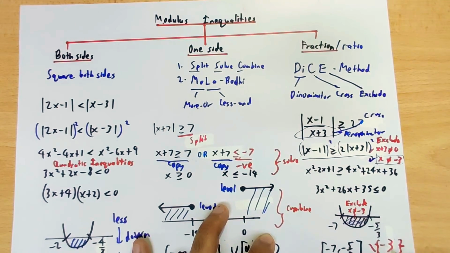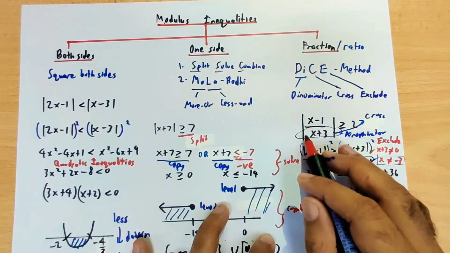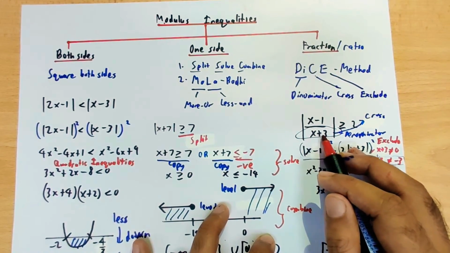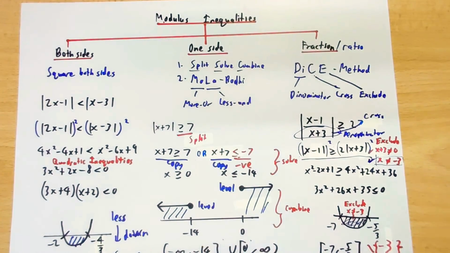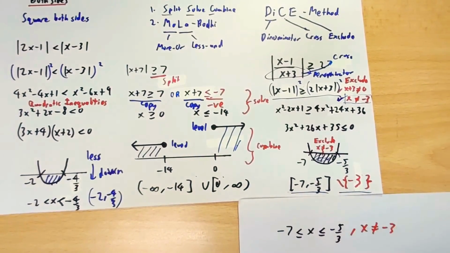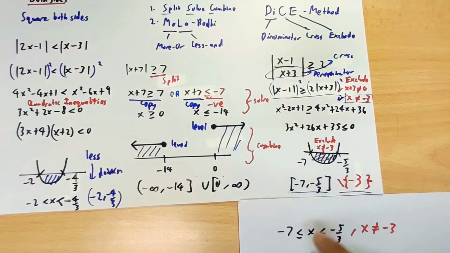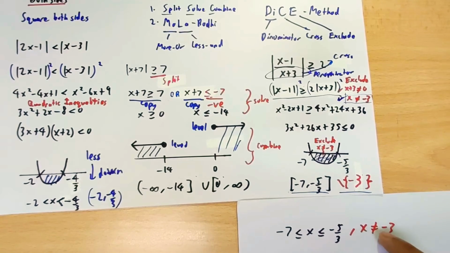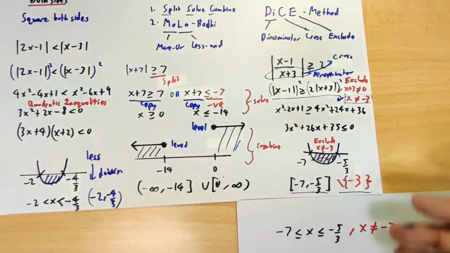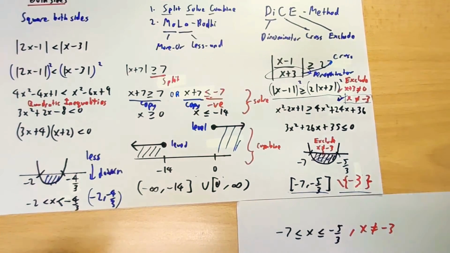Why must x not be equal to -3 again? Because if x equals -3, I'm going to divide -3 plus 3 by 0. I'm going to divide by 0, and that's a big no-no in exams. Other than that, you can also write your answers in inequalities form. For this one, instead of a backslash, it's just a comma, x not equal to -3. Either way is fine, depending on what the examiners want.